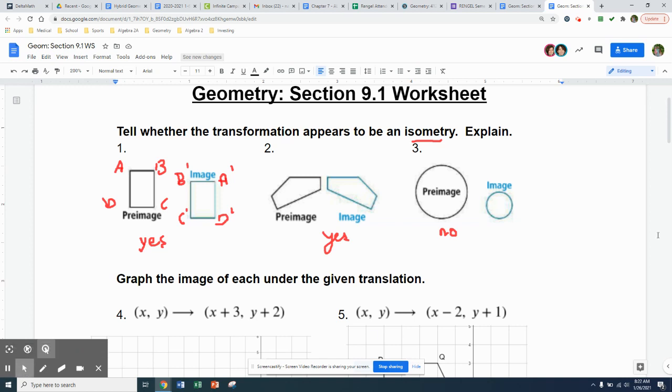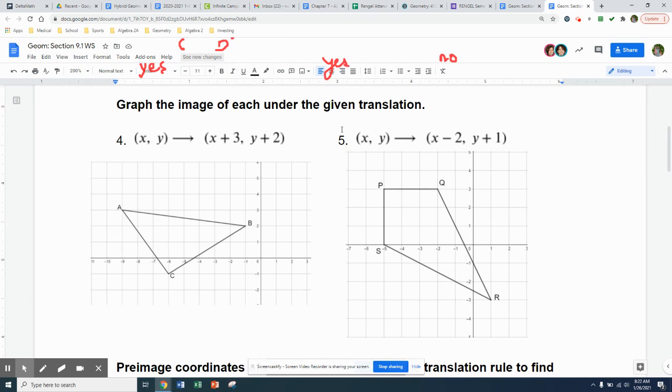Now, in section 1, we focus in on translations. And when we're working with translations, we're given what's called a rule. And this is our rule right here. So our rule is x plus 3 and y plus 2. So what this means is, take the pre-image points, x and y, and on the image point, we're going to take the x coordinate, add 3, and on the y coordinate, we're going to add 2. So that's what this rule is telling us to do.